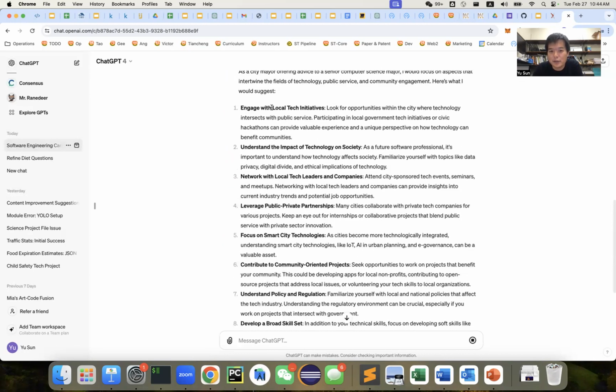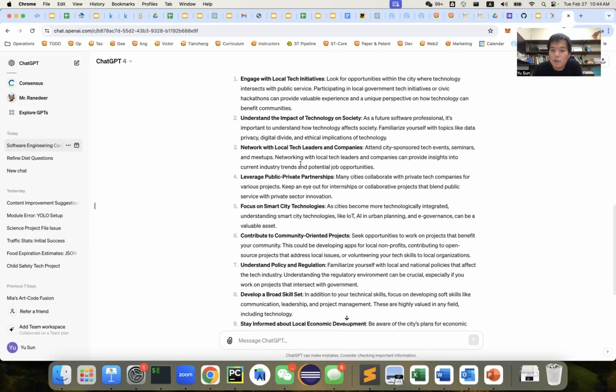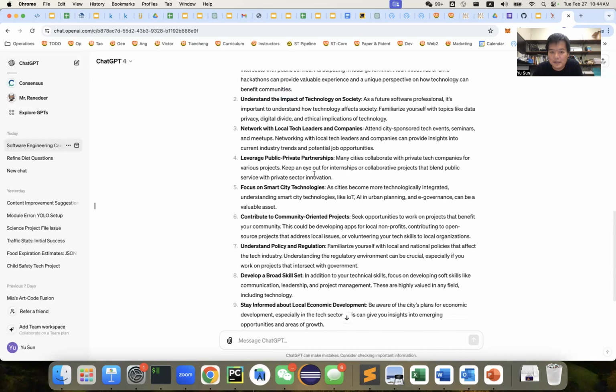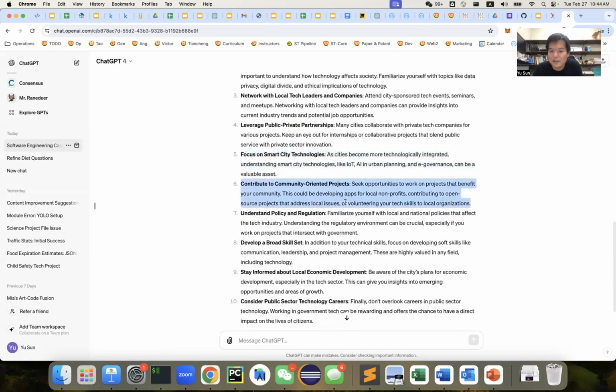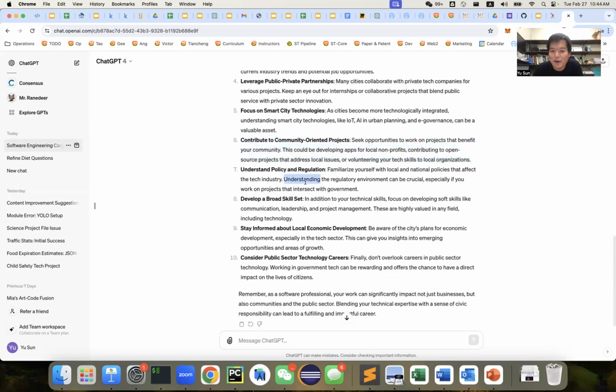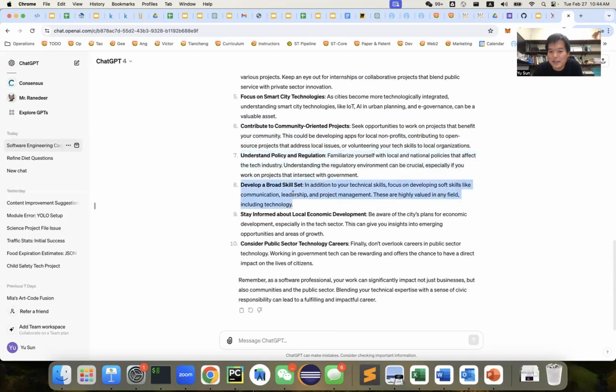Engage with local tech initiatives. Understand the impact of technology on society, like, we have a course, right? Computer society. Network with company leaders, leverage public-private partnerships, focus on smart city technologies. Most of the government do this. Contribute to community-oriented projects. Also, that makes sense. Understand policy and regulation, develop a broad skill set, stay informed about local economic development, and consider public sector technology careers. So see, it's totally different.